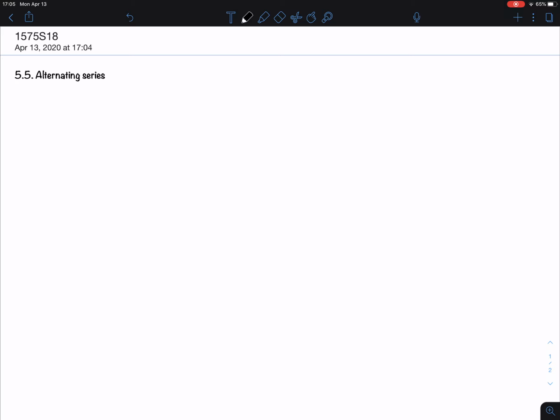Okay, so alternating series. What are we talking about? We have seen this notion of alternating sequence, right? There was a sequence that had signs that change from minus to plus and so on. So a very simple example would be this sequence.